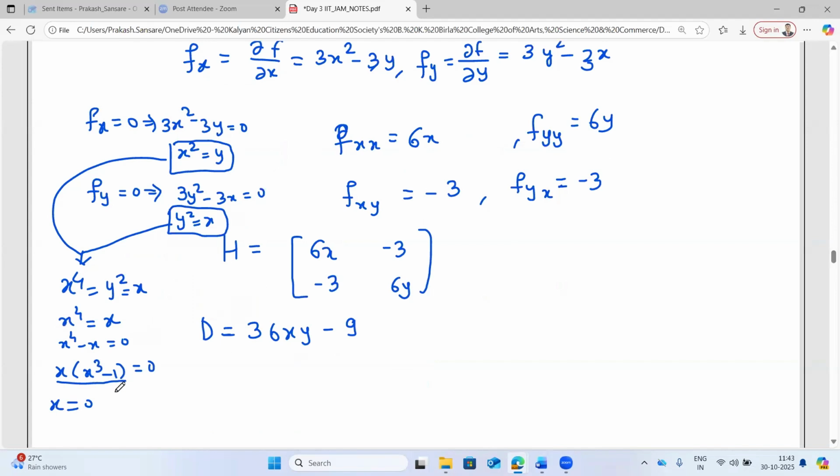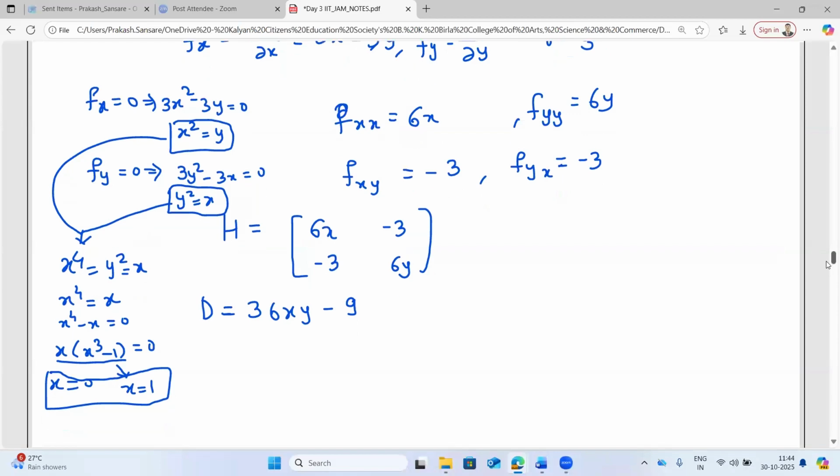This x cube minus 1 you can solve with the a cube minus b cube formula. And here you could observe that one root is real, whereas another two roots are complex. Complex roots, whenever they occur, always occur in conjugates. We are interested only in a real root. So x is equal to 1 is another real root. So for the stationary points, x is equal to 0 and x is equal to 1. These are the two values of x we got.